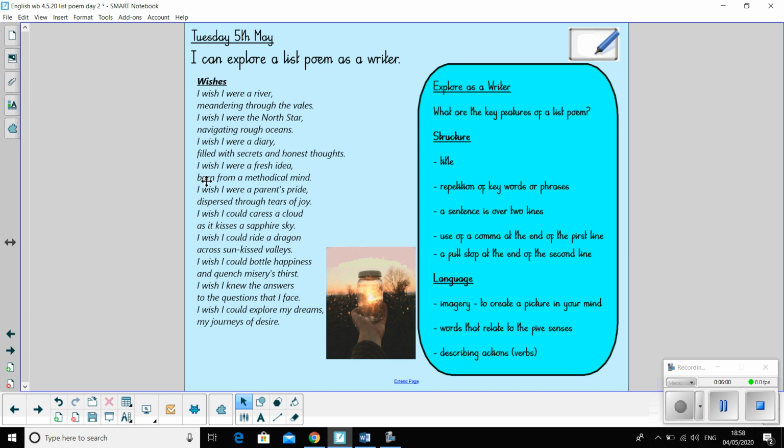Now, I have noticed on a couple of the other ones that the younger children have written, it doesn't do that, but I think it's purely from how they have typed it up. We will use this process.